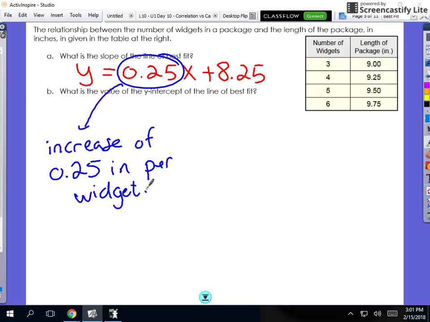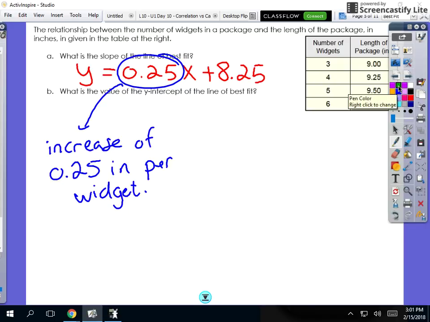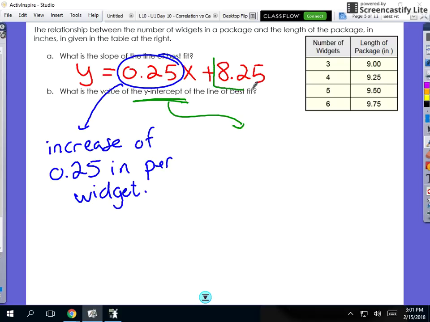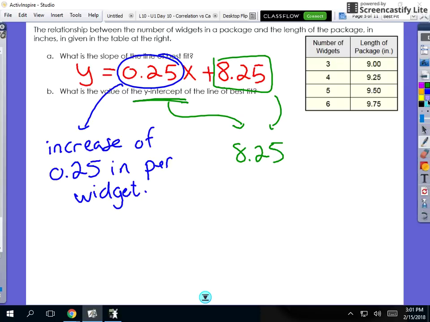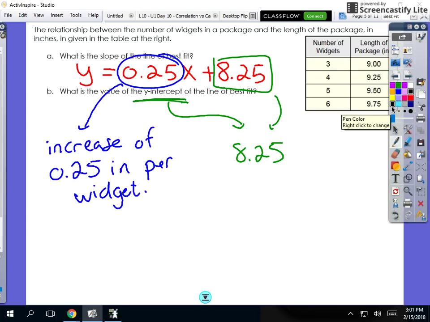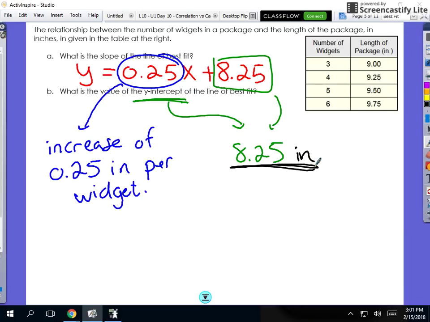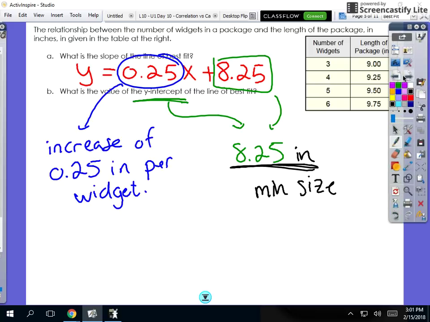How about the y-intercept? Because that's what this is asking here. It says, what is the value of the y-intercept? Well, the value of the y-intercept is simply this guy right here. So that's 8.25. Well, what does that actually mean? That basically means that the minimum size of the box is going to be 8.25 inches. That's going to be my minimum size because that would be with 0 widgets in it. So with 0 widgets, we still have a box of 8.25 inches long. So once again, nothing new, what we've been practicing.